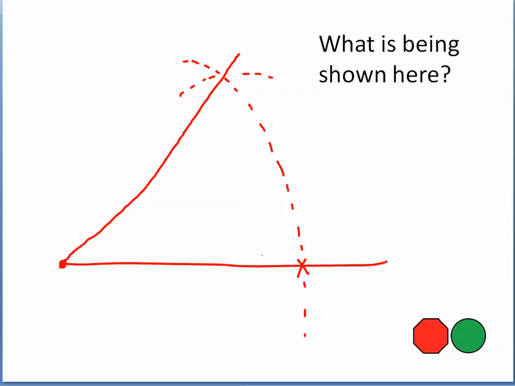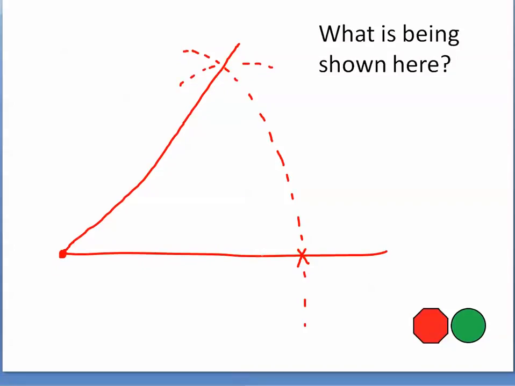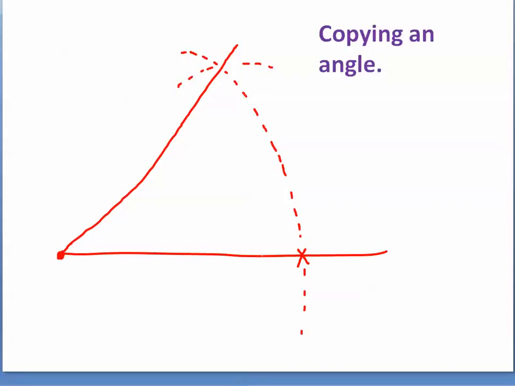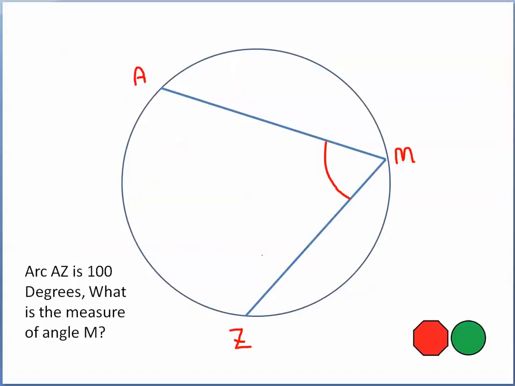What's being shown here? Click on the stop sign. Well, this is a compass construction, and what's being shown here is that we're copying an angle. All right, we have an arc that is 100 degrees. What is the measure of angle M? Click on the stop sign.